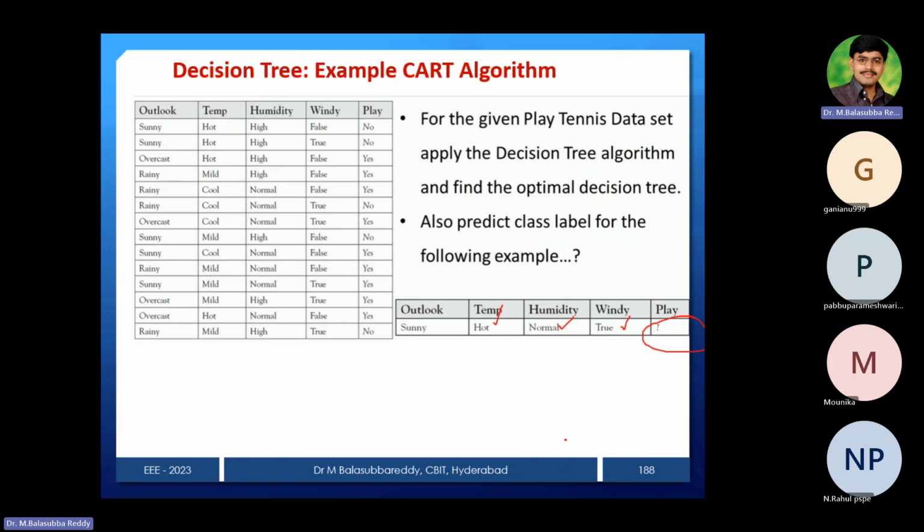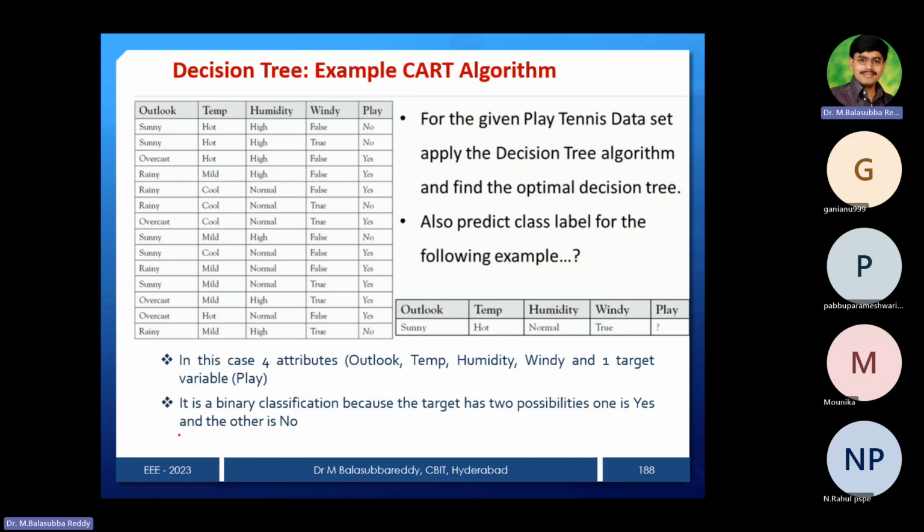That is the question. Now, as per our previous procedure, for the given play tennis data set, apply the decision tree algorithm, find the optimal decision tree, and also predict the class label for the following example. First, our intention is to draw the decision tree using this algorithm. There are 4 attributes, or features: outlook, temperature, humidity and windy. These are the 4 attributes.